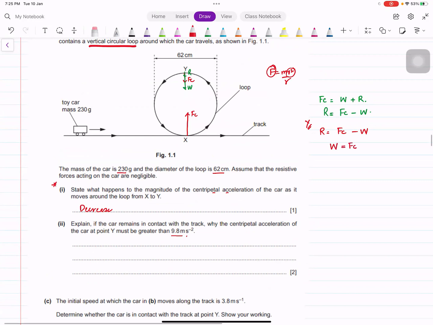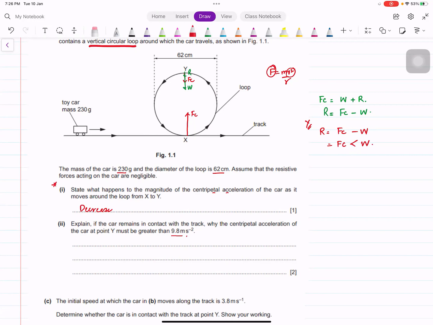Then the people inside the car will feel weightless, because they will feel no reaction. Let's suppose FC is 5 newtons and the weight is also 5 newtons, the reaction will be zero. To feel the reaction, if the centripetal force is 6 newtons and the weight is 5 newtons, then there will be 1 newton of reaction, right? If FC becomes less than W, then what happens?